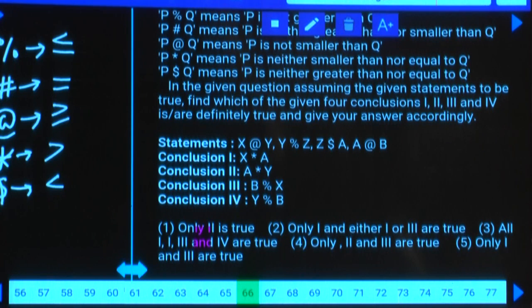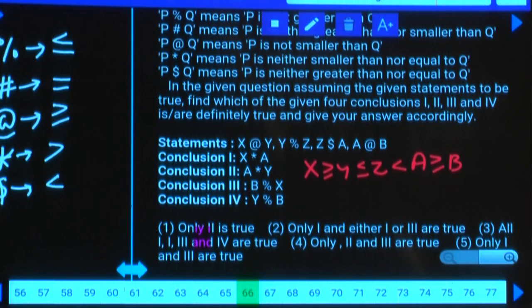Now this x at the rate of stands for what? Greater than or equals to. Now x greater than or equals to y. If you observe here, the statement is talking from x to y, y to z, z to a, a to b. All the elements are in a sequential order. Hence we can directly start with this one. Percentage stands for y lesser than or equals to z. And z dollar stands for z lesser than a. And a at the rate of stands for a greater than or equals to b. Now this is the final expression here.